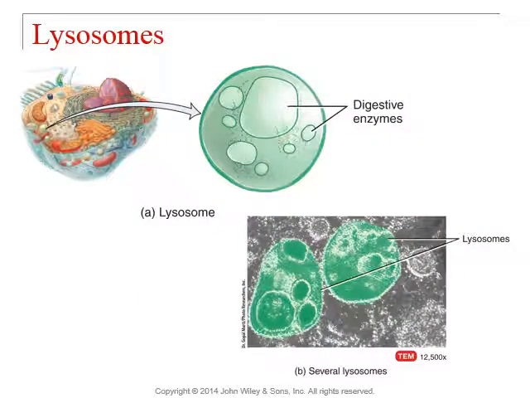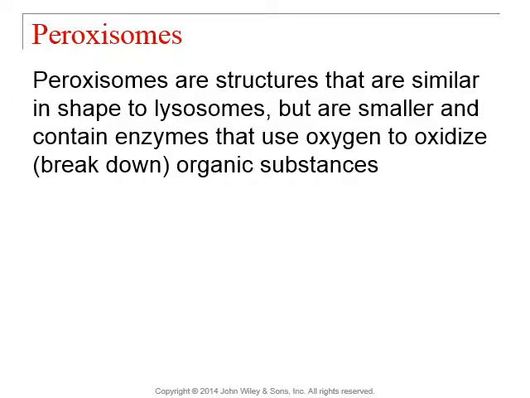Lysosomes are transport vesicles with highly digestive enzymes, and these can be further differentiated into different types of lysosomes depending on what they're trying to break down. Now, peroxisomes are very important. These are mainly used to oxidize organic substances, very similar in shape and description to lysosomes, but have a very particular purpose. Again, this is more for oxidation or breakdown of organic substances.